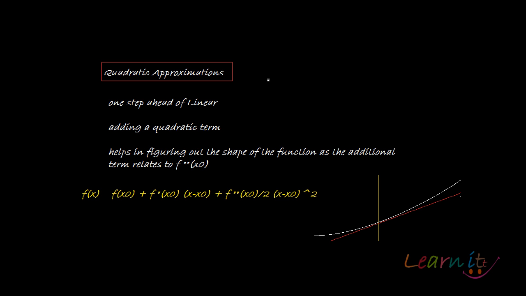We have spoken quite a bit about linear approximations. Now let us move one step ahead. One step ahead of linear, and by that I mean let's move into the quadratic approximation. Now what happens in a quadratic approximation? Just like a linear approximation, it moves one step ahead of it. It adds a quadratic term to the approximation.